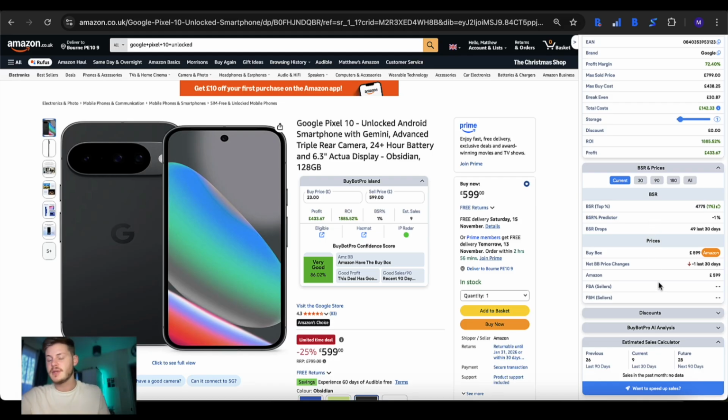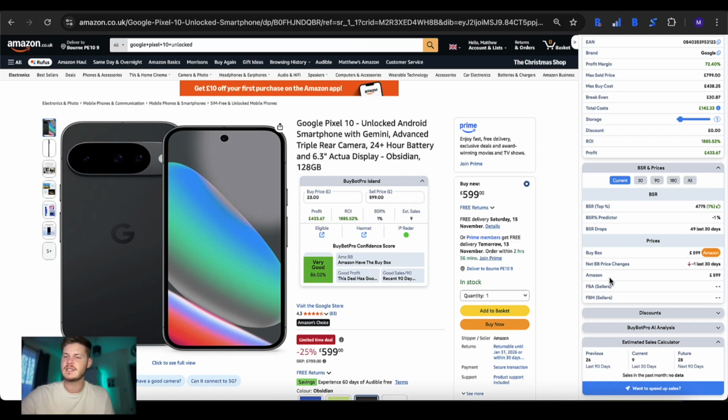So for example, there you can see the amount of BSR drops in the last however long, whatever you've got selected. And obviously for something like a BSR drop, we want as many of those as possible because it means it is heading towards a better BSR. And for every drop, there's been at least one sale, probably more than one, but at least one. So it gives us an idea of sales. So lots of drops equals lots of sales.